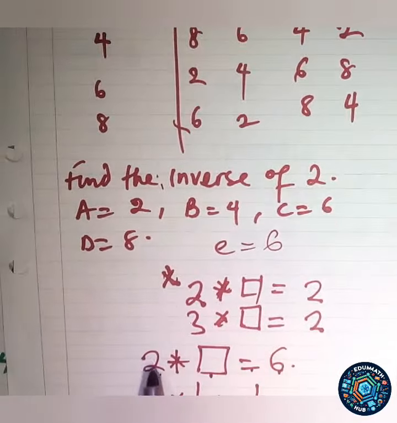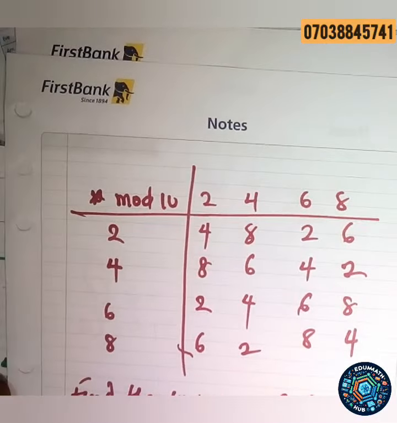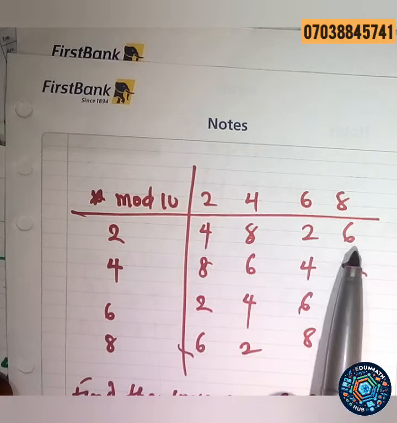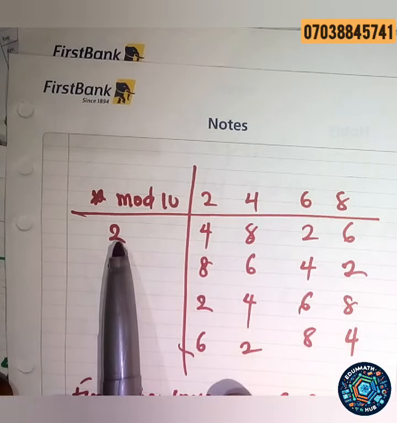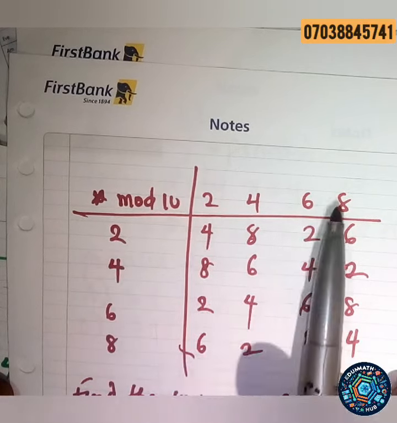So the inverse will be 2 operator something that will give us 6. So go to your table and check. So we have 2 operator 2, this one is 4. The one that will give me 6, the answer is clearly 8. So 2 operator 8 is 6. That means the inverse of 2 is 8.